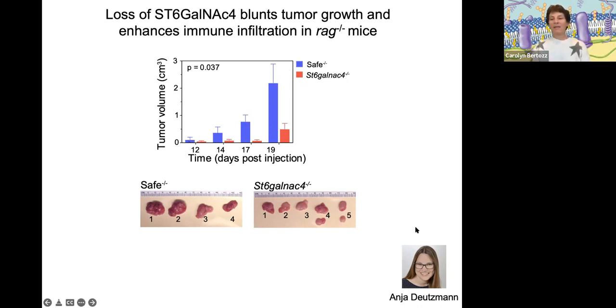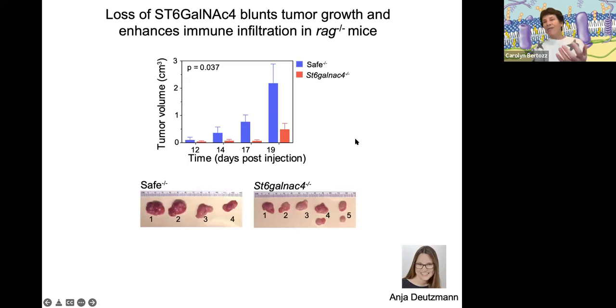So you can see this is work from Anya in Dean's lab. She inoculated mice with either safe targeted or ST6GalNAc4 knockout CRISPR cell lines of the T-ALL host. And as a function of time, the tumors are growing much more aggressively in the wild type or safe targeted cells versus ST6GalNAc4 knockouts.